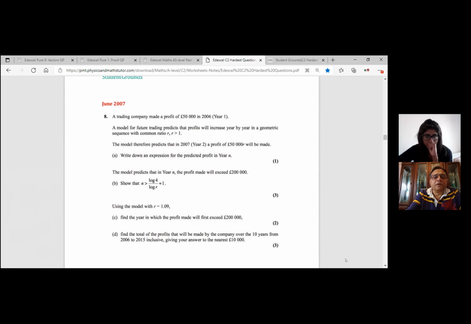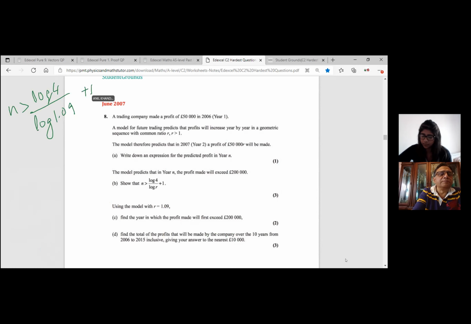So you can plug in r equals 1.09 and calculate the value of n, right? So if I do it, and then we'll just figure this out. So n is greater than log of 4 over log of 1.09, plus 1. So what do you get? 17.086. Right.